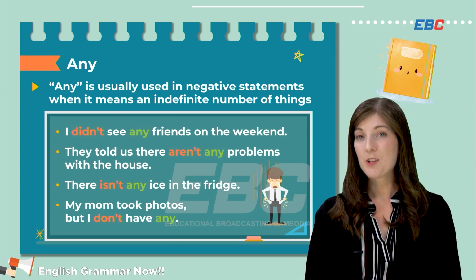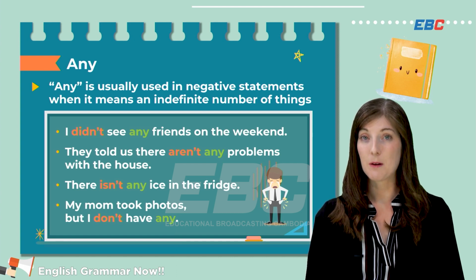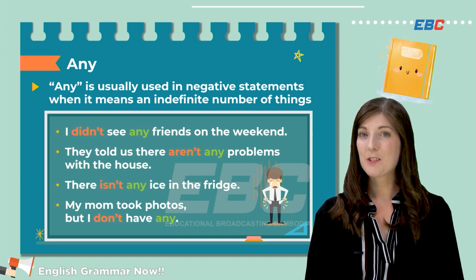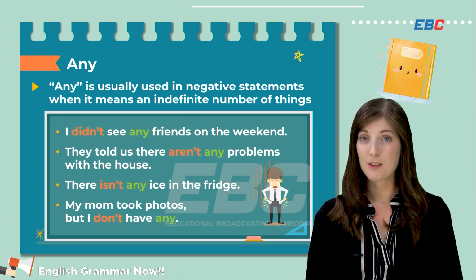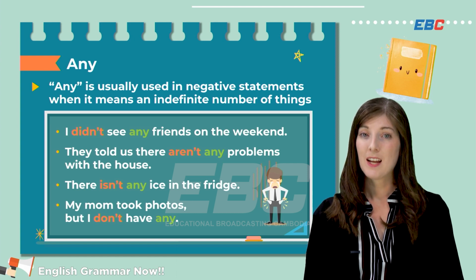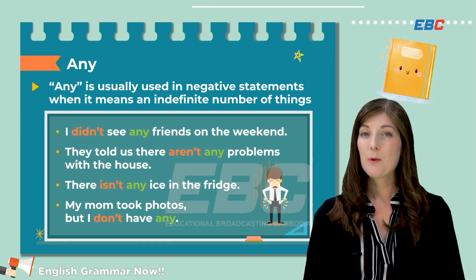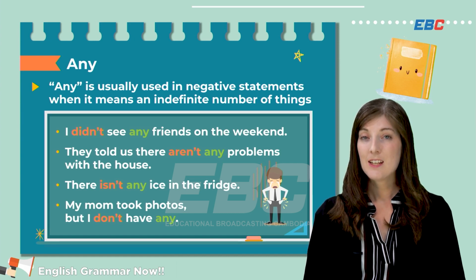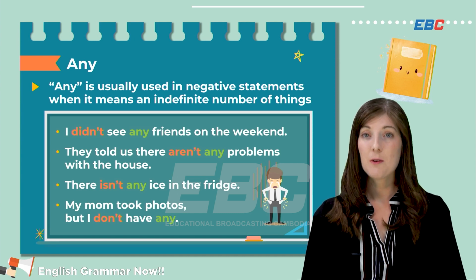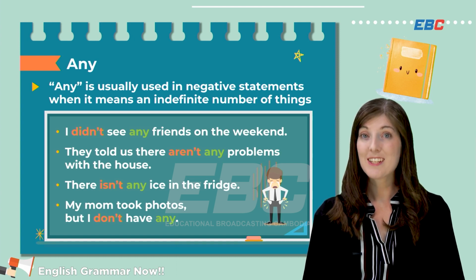Now, because we're talking about not having something, it doesn't make sense to give a number either. We wouldn't say, I didn't see 2 friends on the weekend. So that's why we use any to say that there is no number. It's a negative sentence because there aren't any.